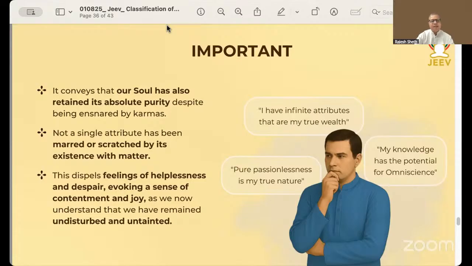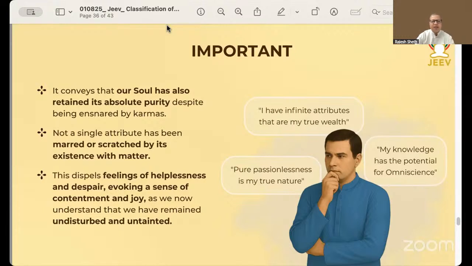The second important point was that not a single attribute has been marred or scratched by its existence with matter. Those are two different things. Matter is another substance, and this attribute of the soul is pure soul substance. Not a single attribute has been destroyed, scratched, or marred by its coexistence with karmas and the matter. So this is the second important point.